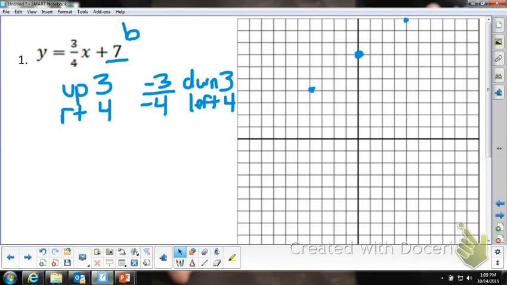Notice now all three of those points appear to be on the same line. You could repeat again, 1, 2, 3 down, 1, 2, 3, 4 to the left. Once you have a few points that you can use, we're going to connect those with a line. Notice to start with, we knew that we had a positive slope, so therefore I know that my line should be going uphill, and it is.